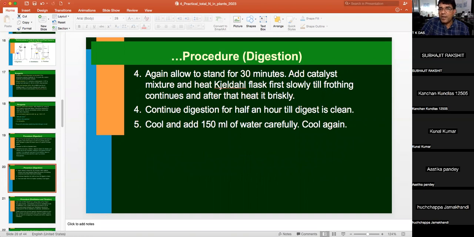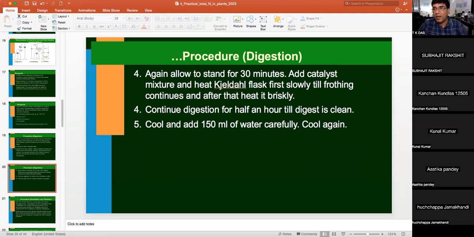Now you need to add catalyst. Now you are going for heating. Add catalyst mixture and heat Kjeldahl flask first slowly till frothing continues. Frothing means foam comes. Frothing continues and after that heat it briskly. Then you can put more heat. Continue digestion for half an hour till the digest is clean.